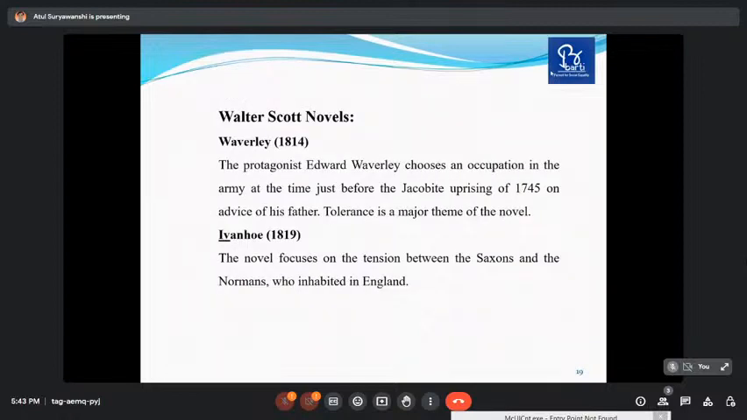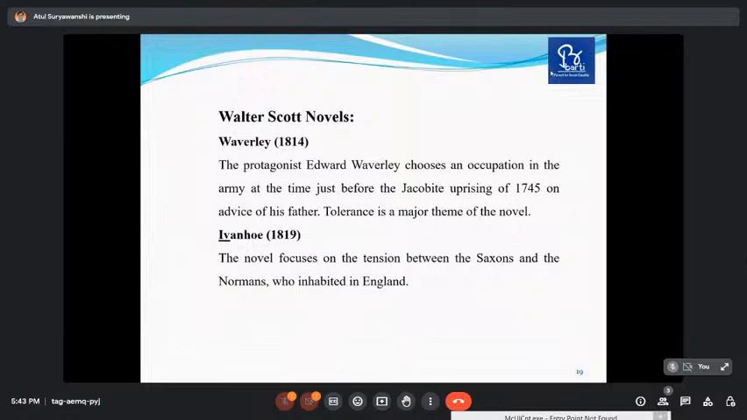The next prominent novelist, Walter Scott, is widely known for writing Waverley in 1814. The protagonist, Edward Waverley, chooses an occupation in the army at a time just before the Jacobite uprising of 1745, on the advice of his father. Tolerance is the major theme of this novel, Waverley. So all the details are not possible to provide here. See this in detail on the net. Search it on YouTube. See the printed books and study in detail.